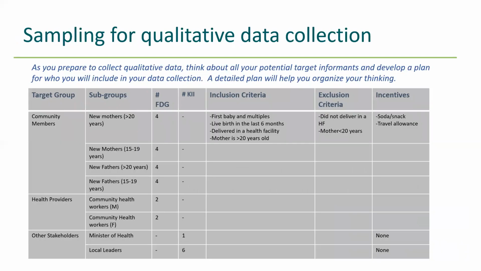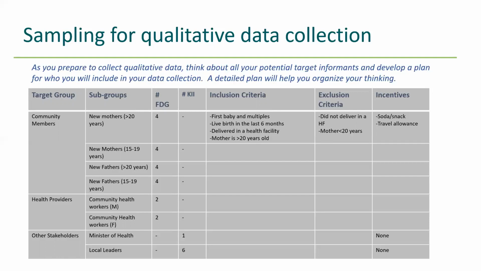As you prepare to collect qualitative data, think about all your potential target informants and develop a plan for who will be included in data collection. Putting this plan on paper is important because it will help you organize your thinking. This slide provides an example of a sampling plan for qualitative data collection for a maternal and newborn child health program. The plan identifies 3 target groups, which are community members, health providers, and a third group referred to as other stakeholders. Under the target group of community members, 4 subgroups are identified.